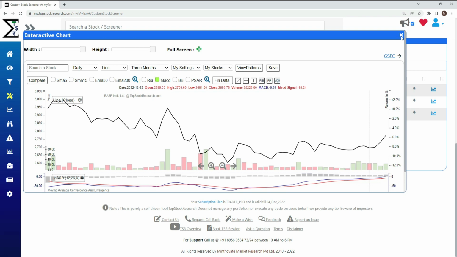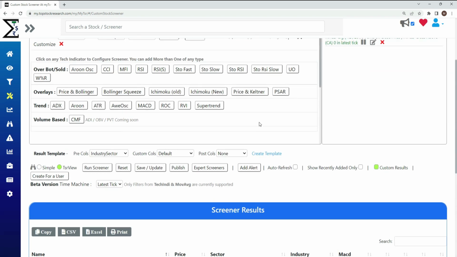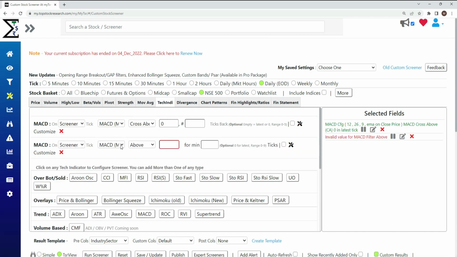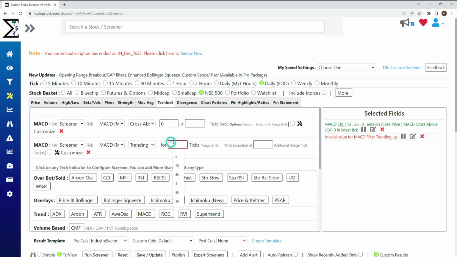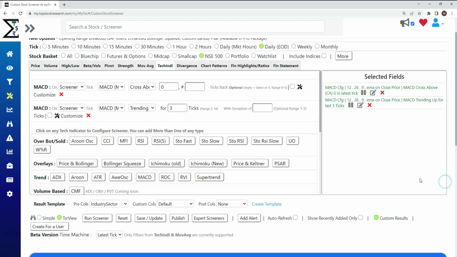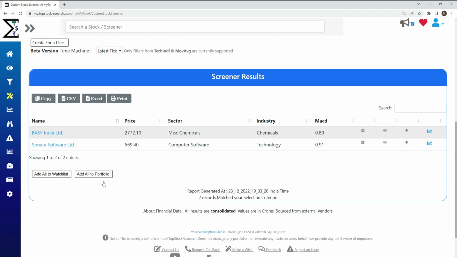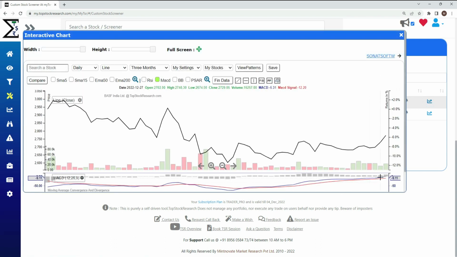Now the second thing is, is MACD really trending, or is it just like a crisscross? So what you can do is add another MACD condition. You go into the MACD line, you go to trending up. Let's see our luck if there's any stock trending for at least 3 days. This will be a better combination. So we get 2 stocks where the MACD is rising and also crossing above the signal line.